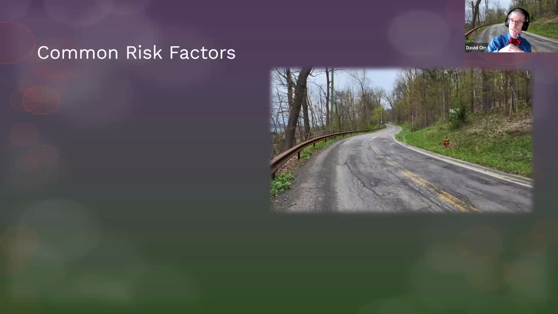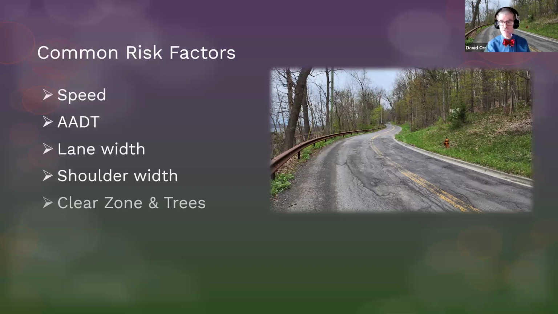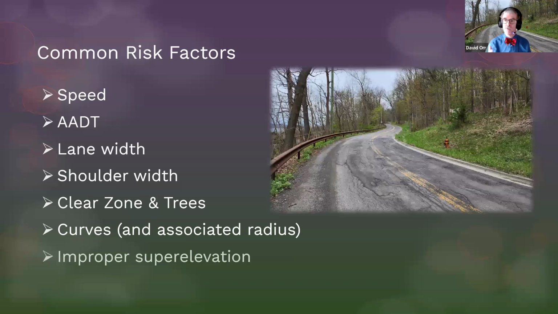So again, think about your data and go back to those risk factors of speed, volume, lane width, shoulder width, clear zone and trees and how much distance you've got, curves and their associated radius, improper super elevation, and of course, as we've discussed, previous crashes. You should at least be looking at those, and you're going to need to use those to finalize your risk factors anyway. And again, these are the most common ones you see in almost all the reports. There may be others in your community, and you may want to include those as well. And that's where you have those stakeholders helping you get that good information.